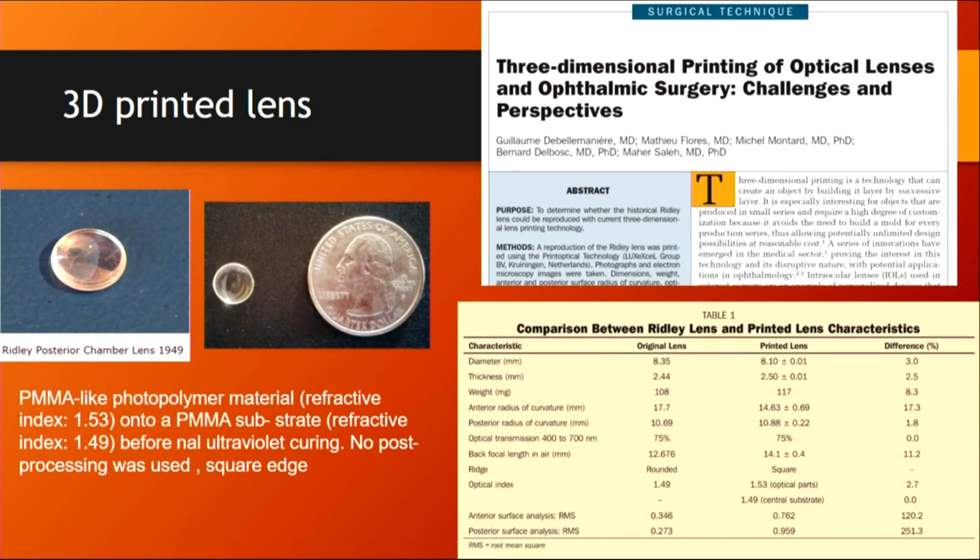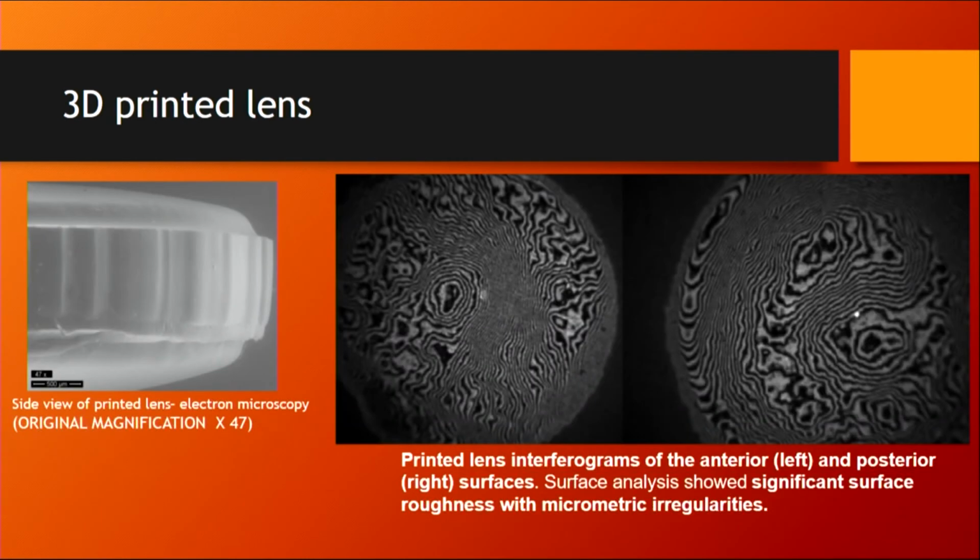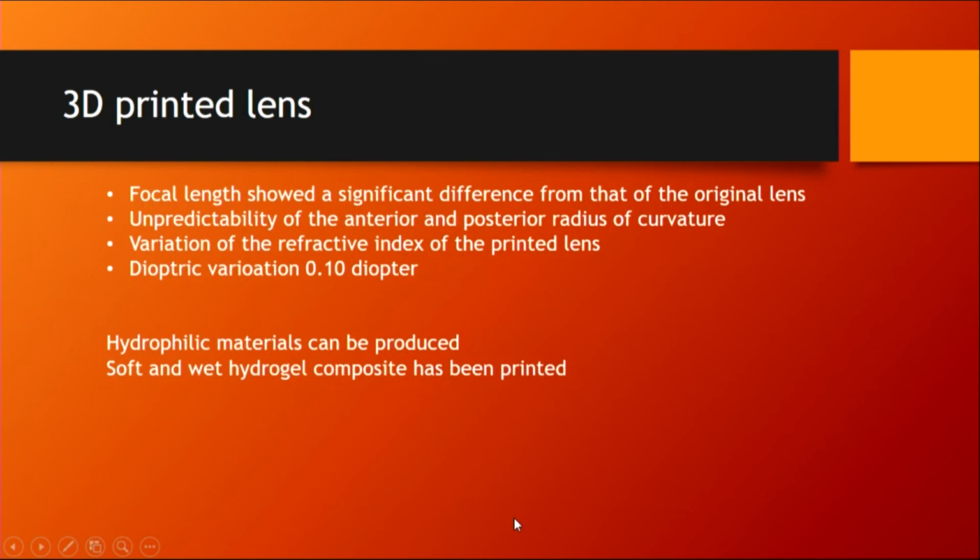They've also 3D printed lenses. They've 3D printed and compared the first posterior chamber intraocular lens, which is Ridley's posterior chamber lens. They found that though it was not processed in any manner, it had a penetration of 75% of light. But it has other problems, such as, while comparing the interferograms of the anterior and posterior surface, there was a significant surface roughness with micrometric irregularities.